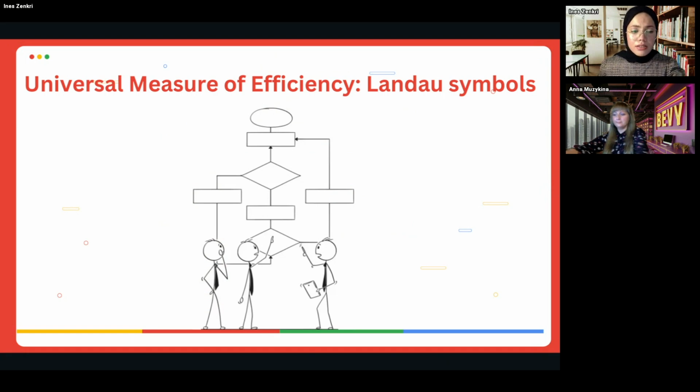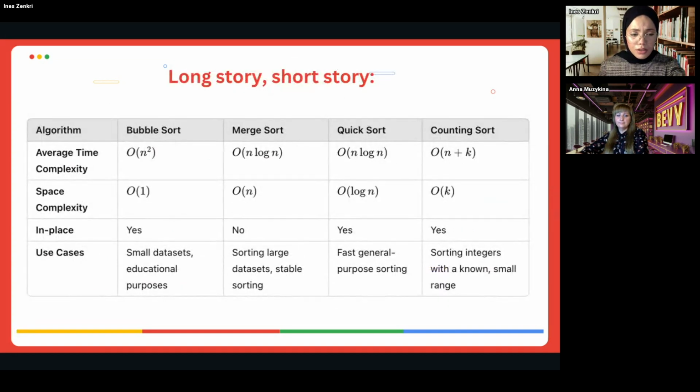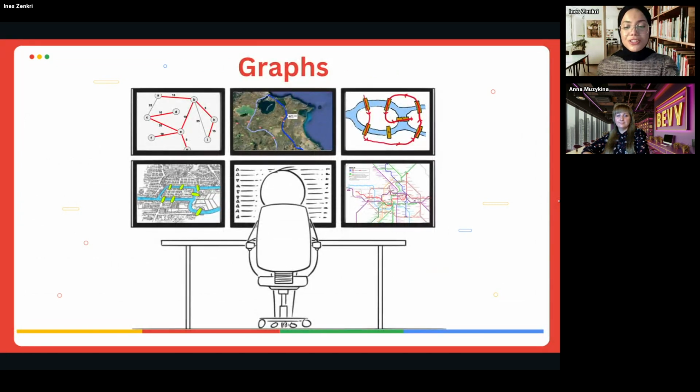And then we dove into the master theorem, and we learned how to use it to solve linear recursive functions. And finally, we compared all the sorting algorithms we learned about and discussed the best use cases for each. And today, we will build on that foundation and delve into a new topic, which is graphs. I hope everyone is really interested in it.